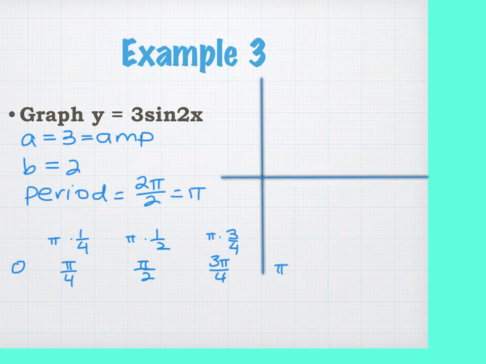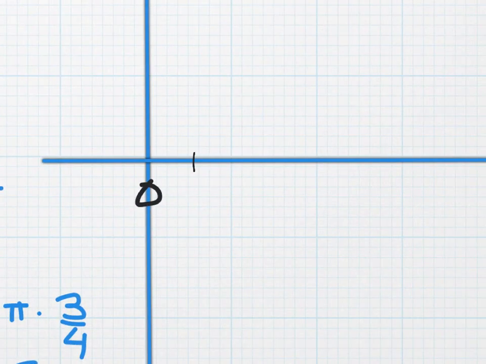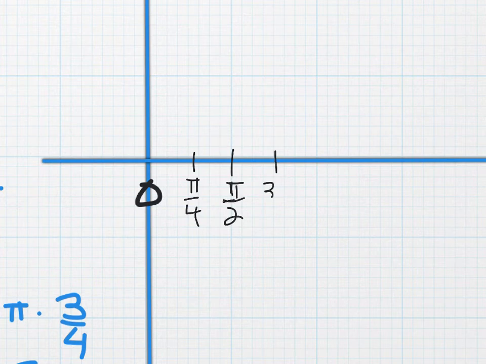I draw my key points, 0, pi over 4. Now, if this was lapped on top of the other one, obviously it would be more narrow. So my pi over 4 would really be probably here if I compared it to the other one. I really don't care about your spacing as long as you're labeling your key points. Then this would be 3 pi over 4. Then this would be pi.